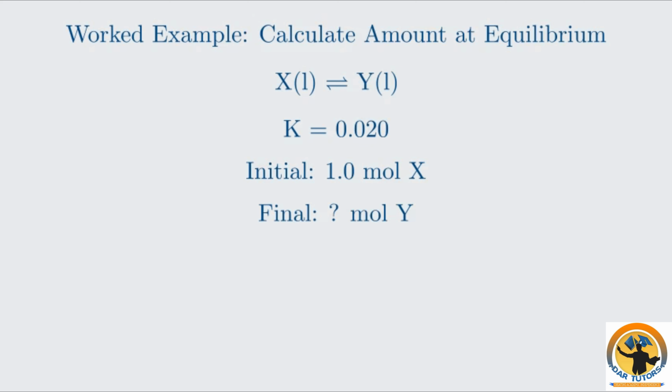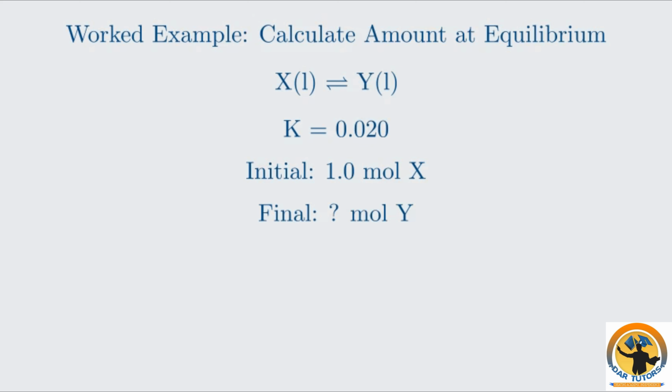We will use an ICE table. Let's start with the amounts in moles. Let's assume that at equilibrium, the amount of Y formed is y moles. Due to the 1:1 stoichiometry, if y moles of Y were produced, then y moles of X must have reacted. The initial amount of X was 1.0 moles, so the equilibrium amount of X will be 1.0 minus y moles.